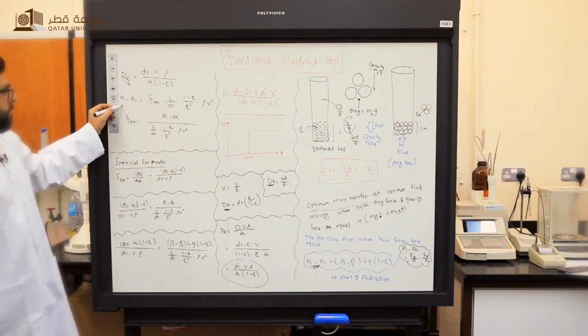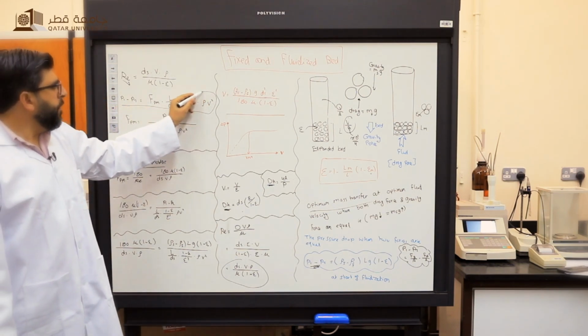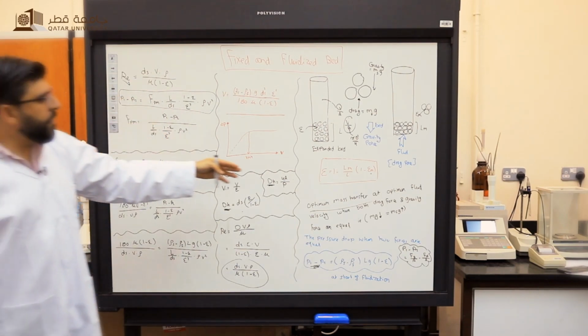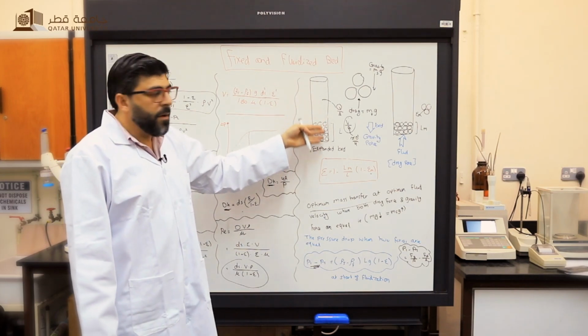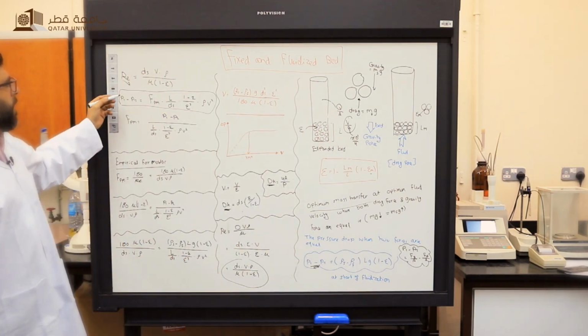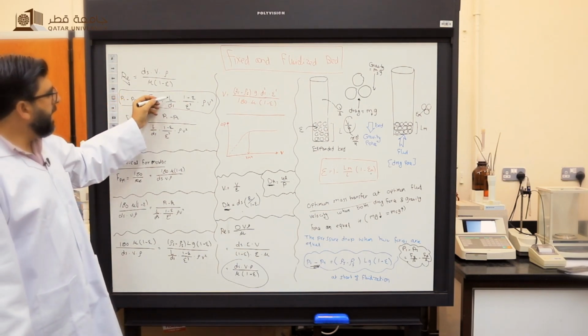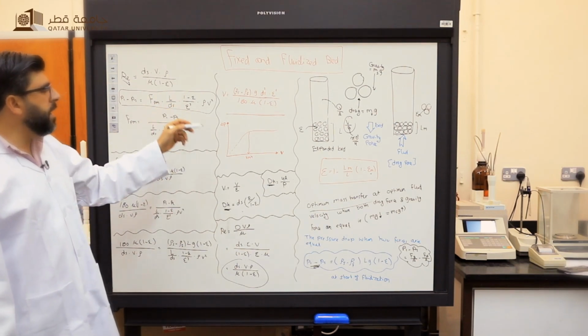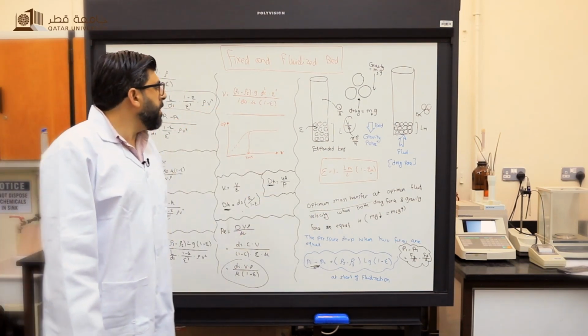This equation is for the pressure drop through the porous medium, or through the fluidized bed, fixed and fluidized bed. L is the height of the column, D is the particle diameter, and epsilon is the porosity or voidage.